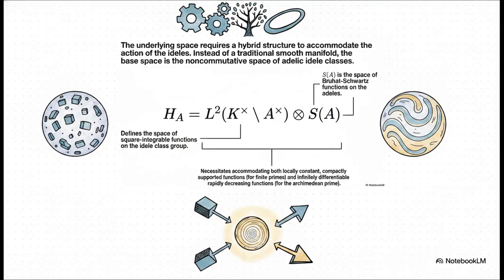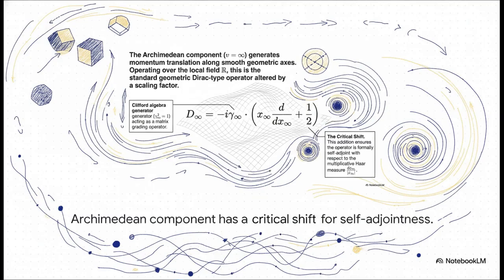Let's take a look at the foundational equation for the space this operator actually lives in, the Adelic Hilbert space. Because we're working with the Adele ring, the space demands a hybrid structure. Check out how this tensor product beautifully accommodates two totally different mathematical worlds at the exact same time. It handles the locally constant, compactly supported functions for the finite primes, right alongside the infinitely differentiable, rapidly decreasing functions for the Archimedean prime.